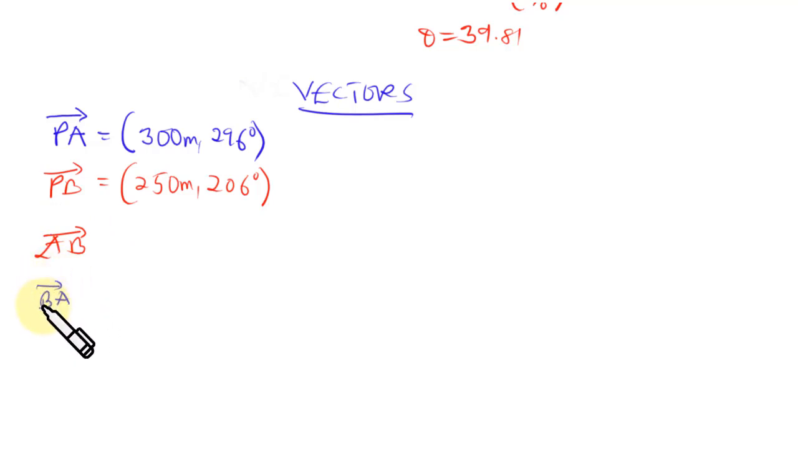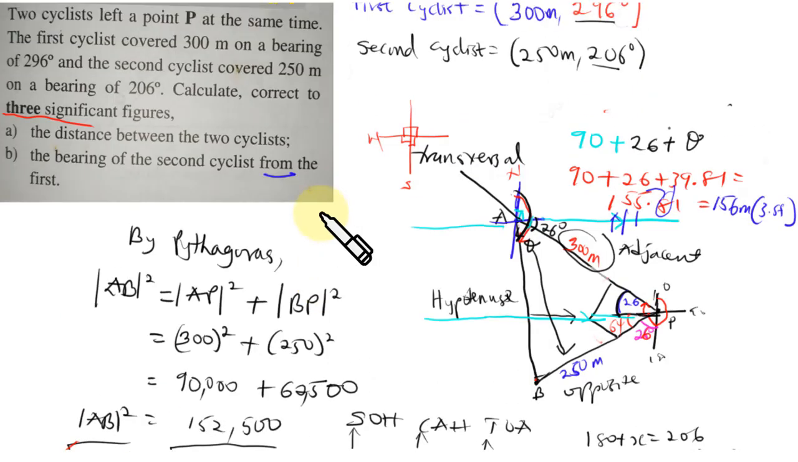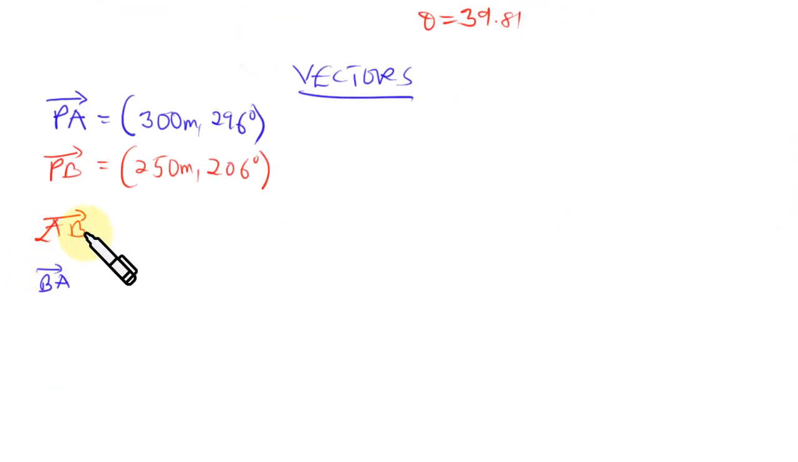So the first point is where we begin. And if you look at the question, part B says that we have to find the bearing of the second cyclist from the first. So the point of the first cyclist is A. So because it says from the first, in other words, from A, we will be using the vector AB here so that it can be very easy for us. So we are going to find vector AB, and we will use resultant vectors to express vector AB.